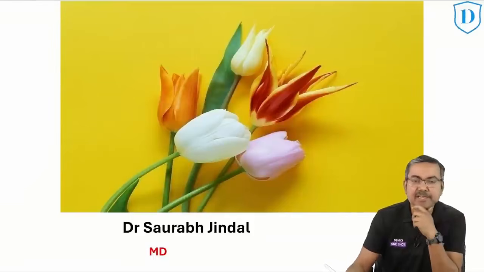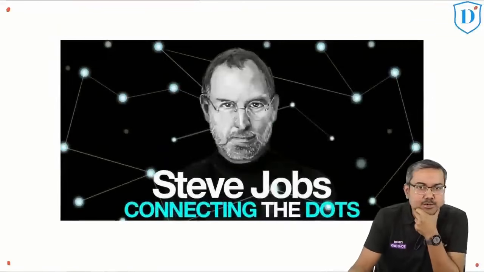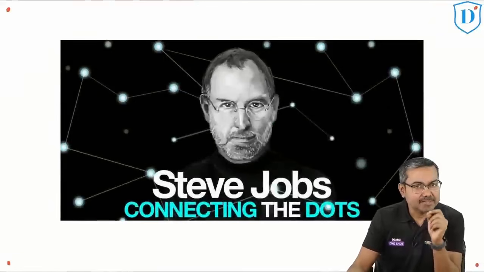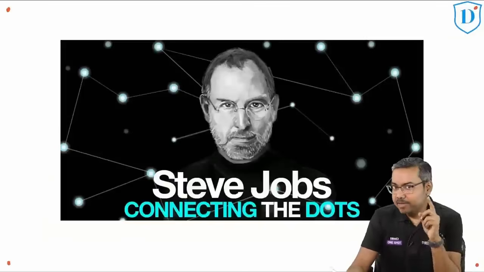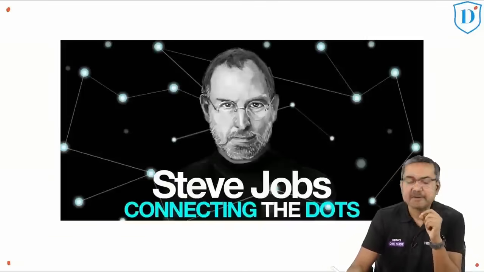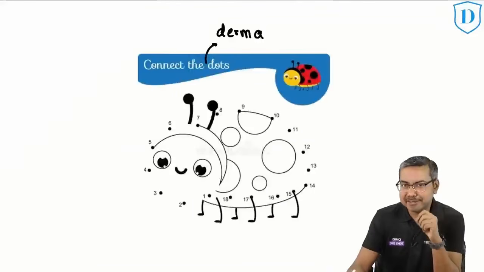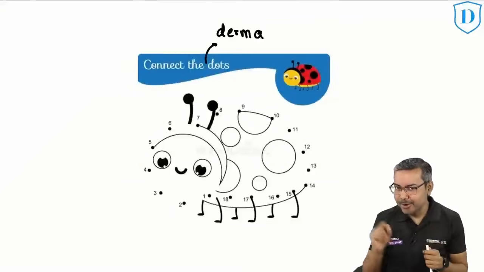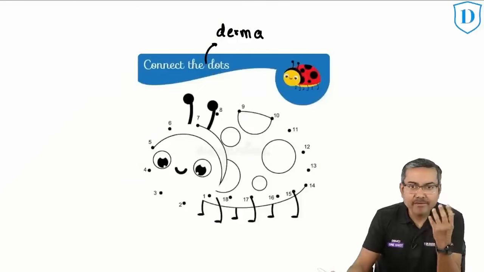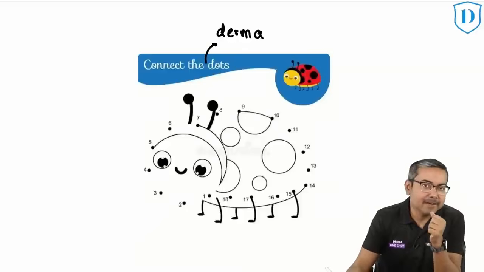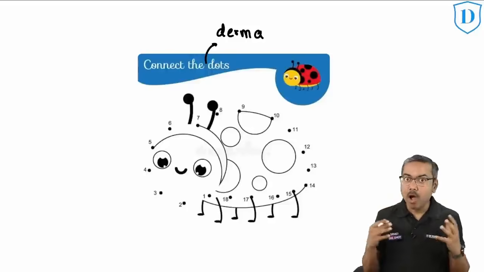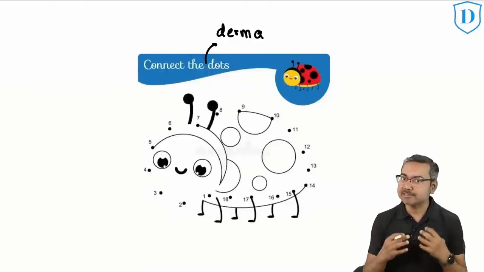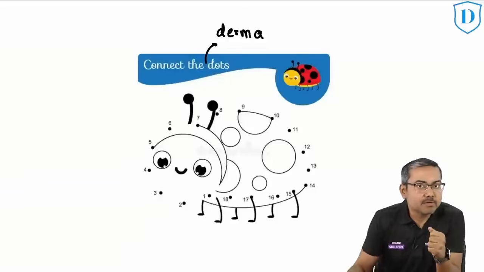I'll begin by quoting one of my most favorite guys. All of us know Steve Jobs, right? He had a saying which I will start with, which is called connecting the dots. What does that mean? When we were children, we used to have these small diagrams, dot, dot, dot, dot. In the original in the book, you could never understand what the final image would be. Then you had to connect them, and in the end you're like, wow, this is a ladybug. So same thing is what we want to do today.